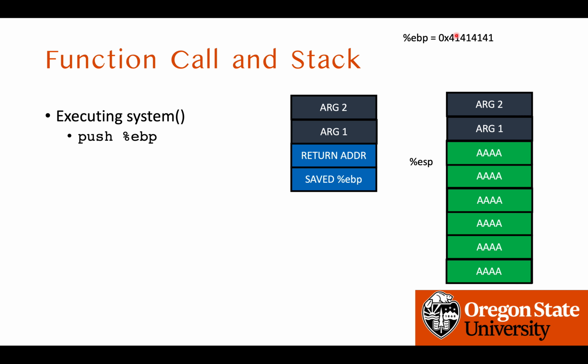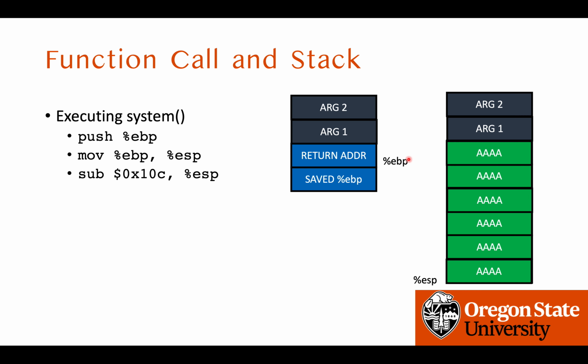So it will push, save the EBP, and then move ESP to EBP. So it'll be something like this. And then sub ESP. So the stack configuration is something like this. And then now this will access first argument from the EBP plus 8. And then what's in the EBP plus 8?